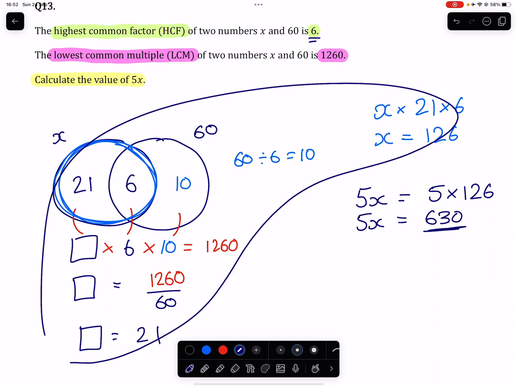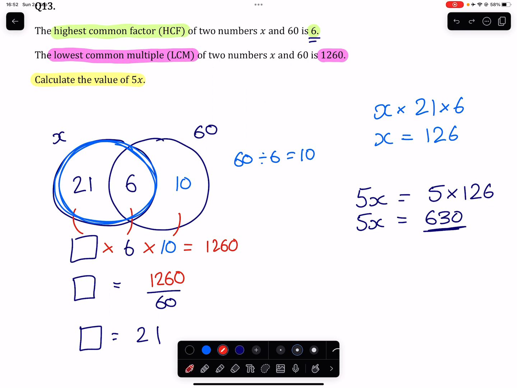So all of this stuff here is if you were going to set up a Venn diagram. You could, of course, instead of having this 6, write that as a 2 and a 3, and that 21, we could have written as a 3 and a 7, and that 10, we could have written as a 2 and a 5. We could break them down into prime factors if we want, but technically with the Venn diagram, it's more about the fact that we have the intersection, the highest common factor here. Then we have what it multiplies by to make one of the numbers, and then we can reverse engineer from the LCM what needs to multiply by these two numbers in order to get the lowest common multiple, and then from there we can figure out x by doing 21 times 6.